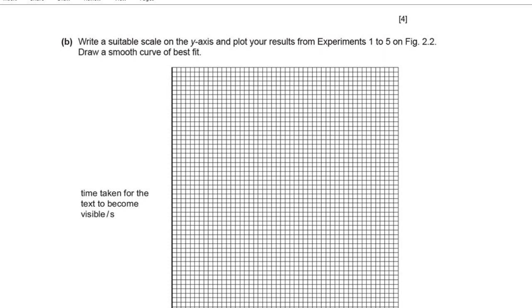Okay. Write a suitable scale on the y-axis and plot your results from experiment 1 to experiment 5 on figure 2.2. Draw a smooth curve of best fit. So I'm drawing the curve. I'll pause the video, draw the curve and show you.